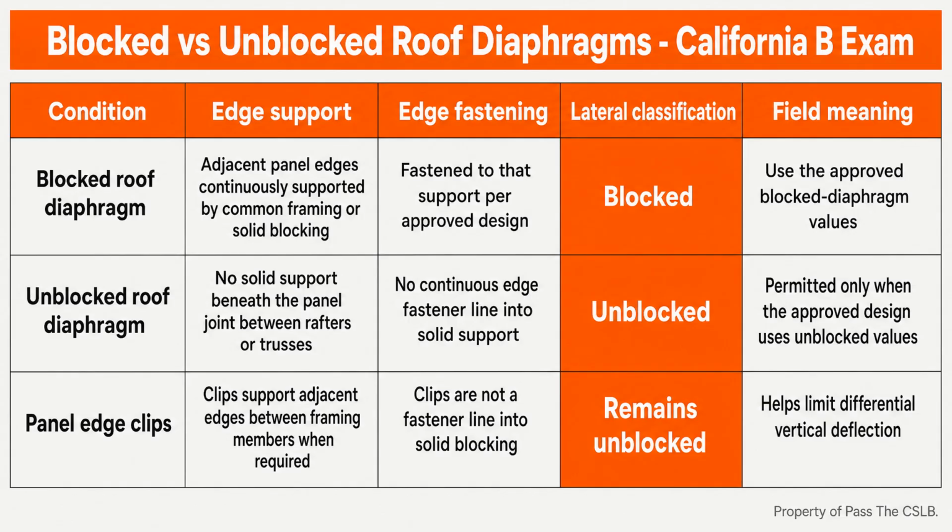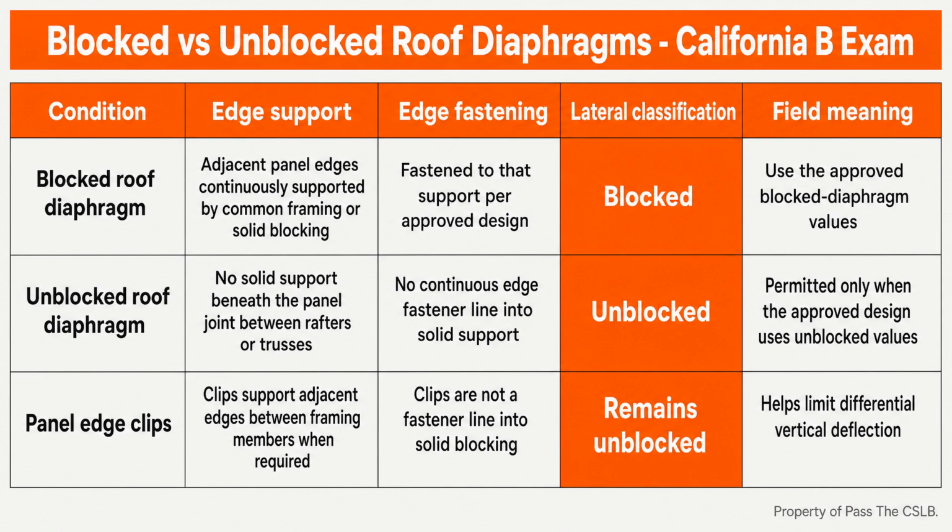Solid blocking creates a supported and fastened panel boundary. An unblocked joint has no solid support beneath that edge. A panel edge clip helps control vertical edge movement, but it still leaves the diaphragm classified as unblocked for lateral shear design. California permits an unblocked roof diaphragm when it is designed using the allowable values for that condition.